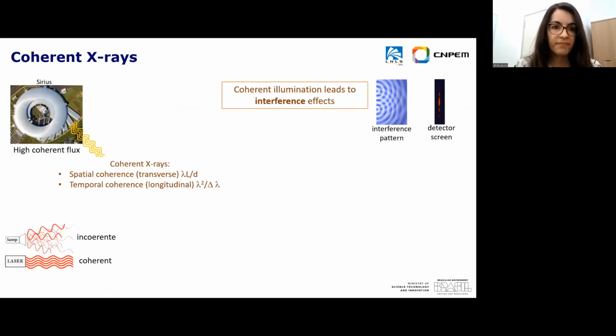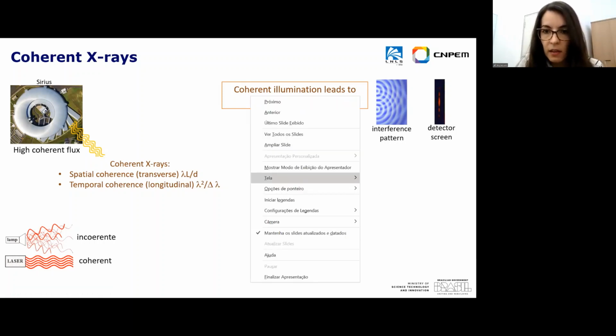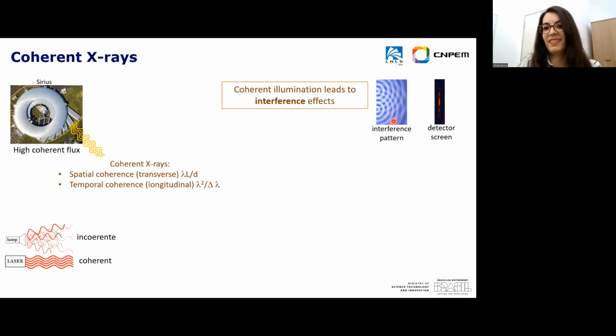So, coherence. The main characteristic of a fourth generation synchrotron source like Sirius is the high coherent flux. Due to this new property of the beam, we have a highly coherent beam, and when we illuminate the sample, we have the effects of interference.